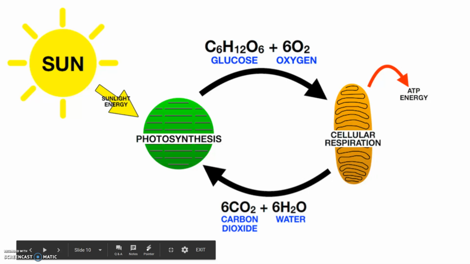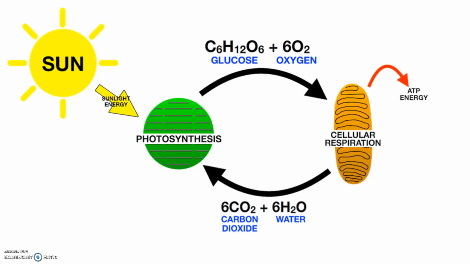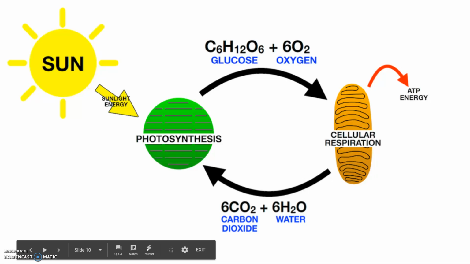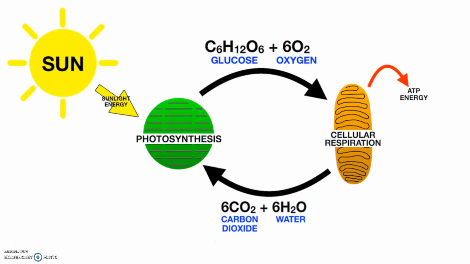And carbon dioxide and water are being created from cellular respiration, going back to photosynthesis, from the orange blob, which is called the mitochondrion, to the green blob, which is once again called the chloroplast. And from there, carbon dioxide and water are being produced. Carbon dioxide is CO2, and water is H2O.